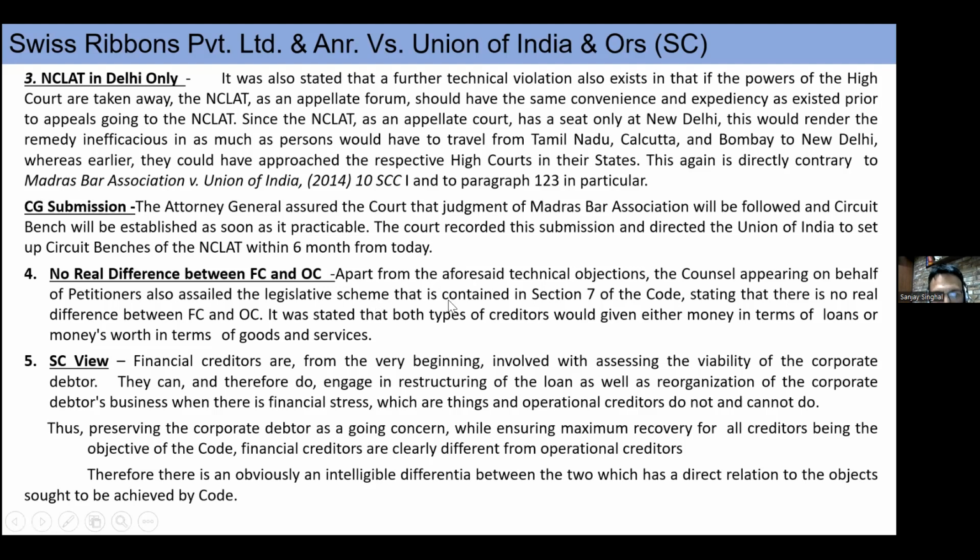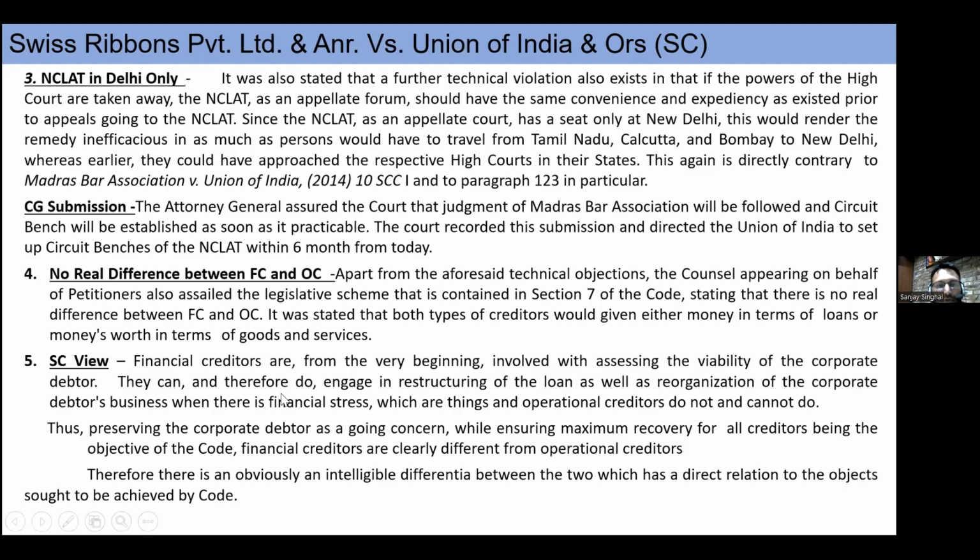The legislative scheme contained in section 7 of the code states that there is no real difference between the FC and OC. It was stated that both types of creditor have given either money in terms of the loan, or money's worth in terms of goods or services. So they challenged section 7: the financial creditor has given money in terms of the loan, and the operational creditor has given money in terms of goods or service. So why is there no real difference between the FC and OC, when the IBC code clearly describes a difference between the FC and OC?